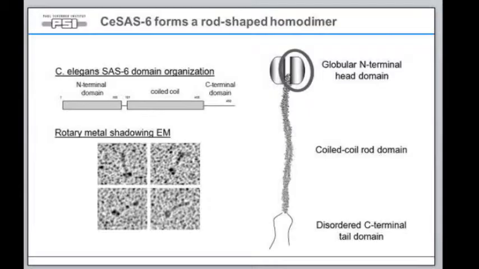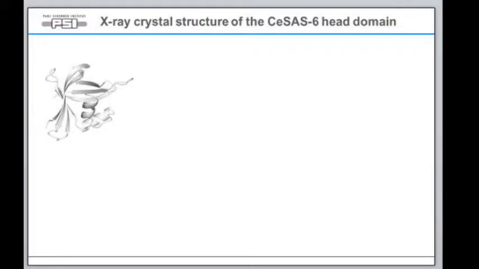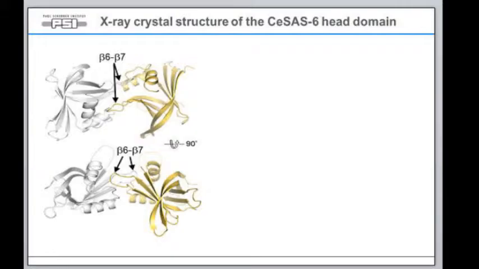how a coiled-coil looks like. And when we crystallized it, we were not too much surprised. We found, as predicted from sequence, a globular domain made of some alpha helices and beta sheets. However, in the asymmetric unit of our crystal, we discovered that this N-terminal domain forms a dimer, a homodimer, that is mediated by this beta-6, beta-7 loop.